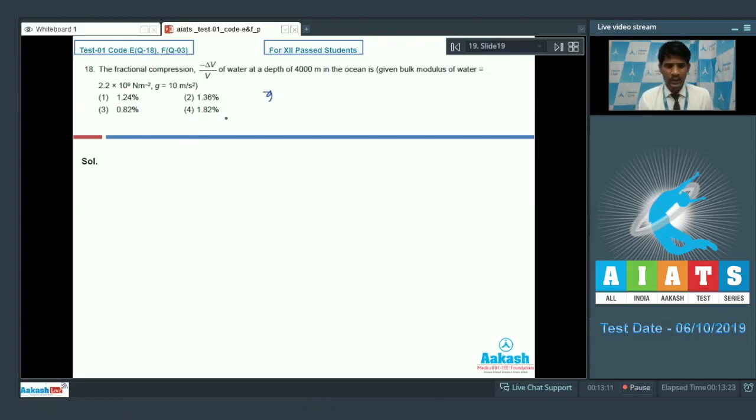We know by the stress strain relation that stress over strain is the bulk modulus. We need to just find the fractional change here. So minus delta V by V must be taken as delta P, the change in pressure. It is rho g h. Rho is 1000, g is taken as 10, and h is taken as 4000 meter.